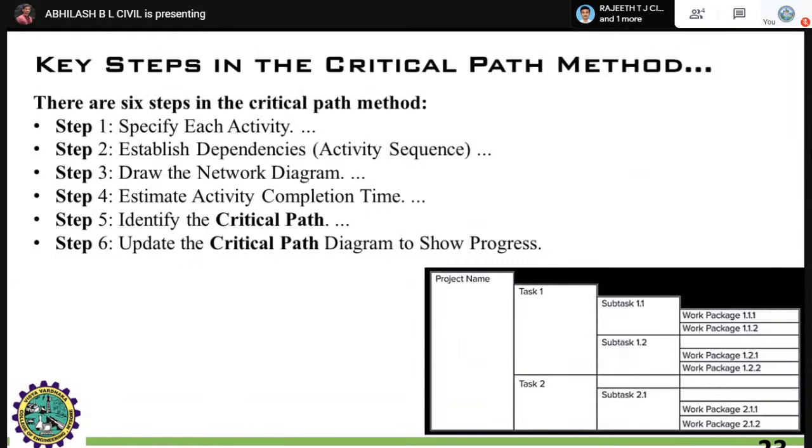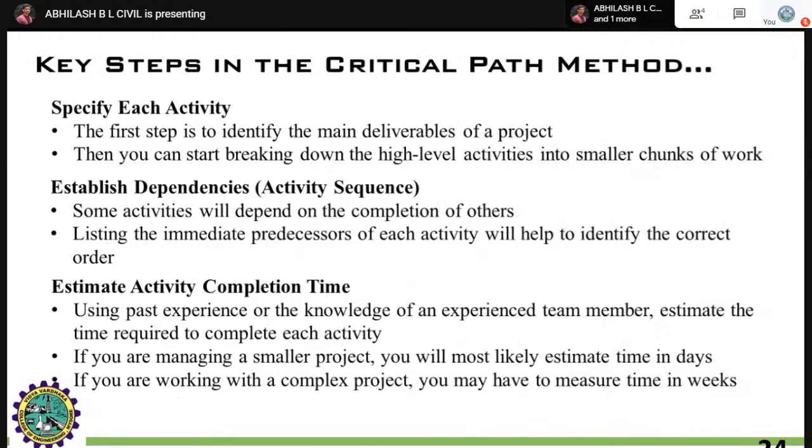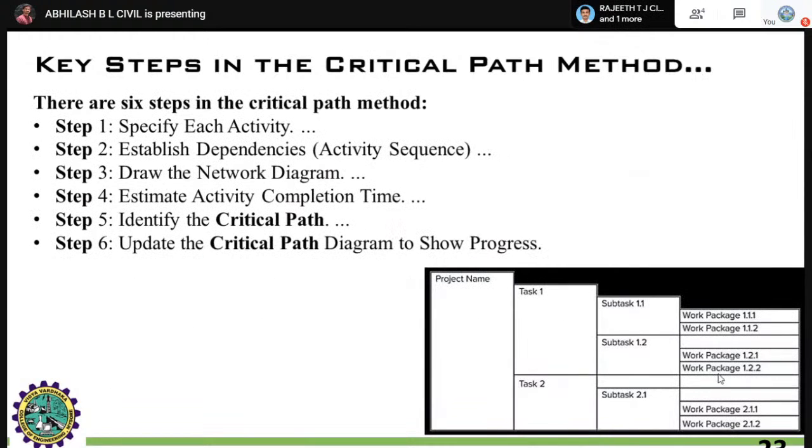There are some problems on that particular thing. I will show you regarding that critical path method. There are 6 steps in the critical path as I showed: specify each activity, establish dependency, draw network diagram, estimate activity completion, identify the overall critical path, and update the critical path diagram to show the progress. For example, project name, I will just consider a small example.